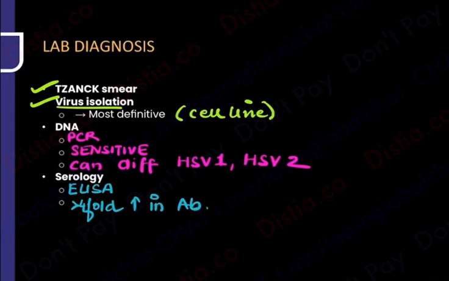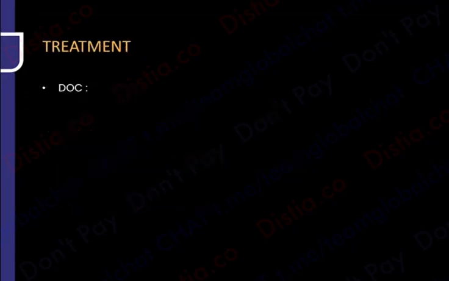What is going to be the drug of choice? Before I go on to that, what did we do? You did a Tzanck smear for seeing the triple M. Then you did viral isolation in cell lines. You've done DNA testing, which is sensitive, and you've done serology with ELISA, a four-fold increase in antibodies being suggestive. What is the drug of choice? We are definitely going to go with acyclovir.